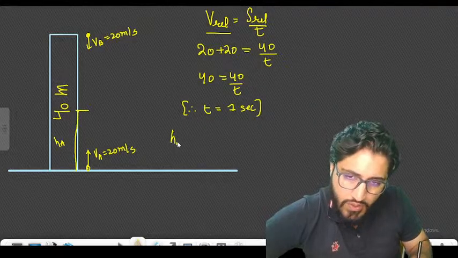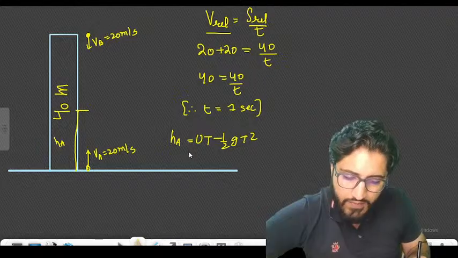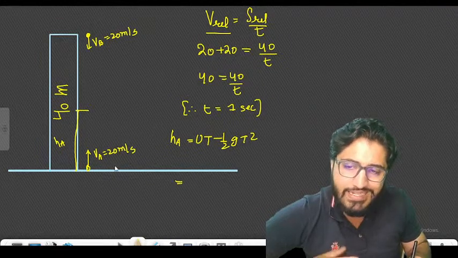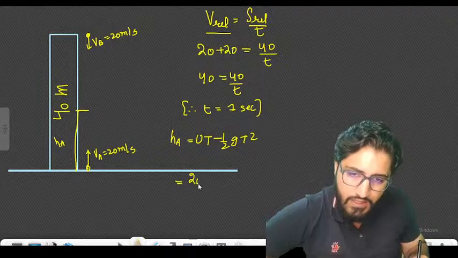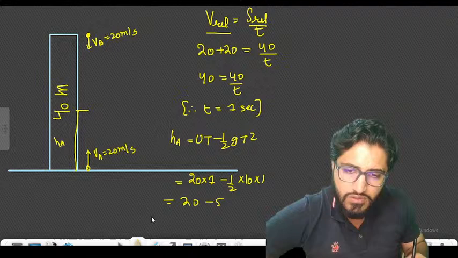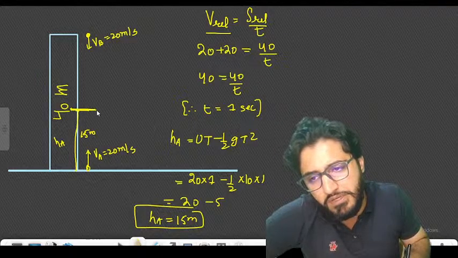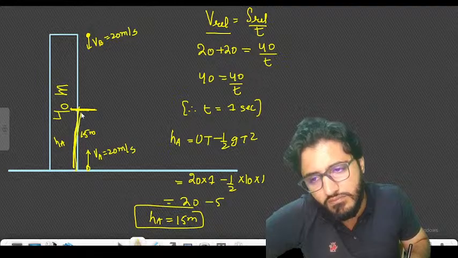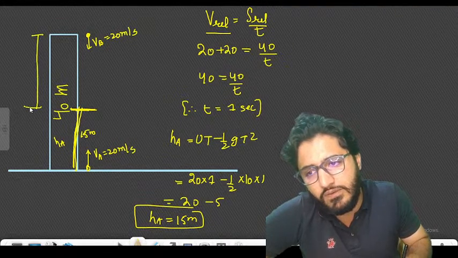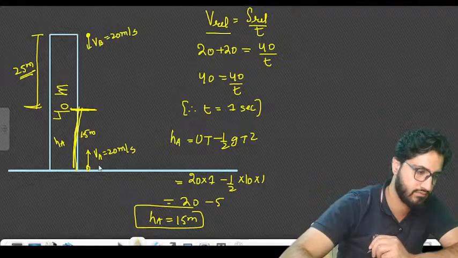Alright, equations. So h of A equals to ut minus 1/2 of gt square. Height of A, I don't know, no? What is u? I can take from one end, no? U is 20. Time is 1 minus 1/2 of g is 10, time is 1 square is 1. I can write 20 minus 5. So h of A is 15 meter. That means the particle will meet at 15 meter from the below end. And this height will be 25. Why? Because 25 plus 15 is 40. Easy or very easy?